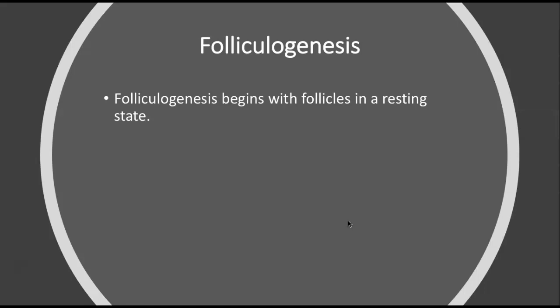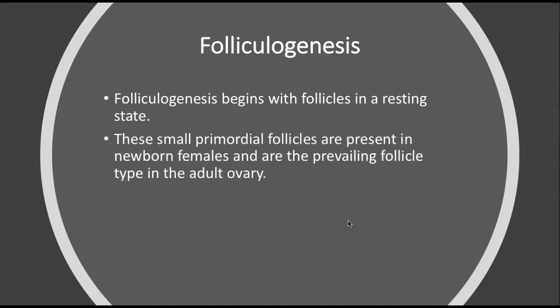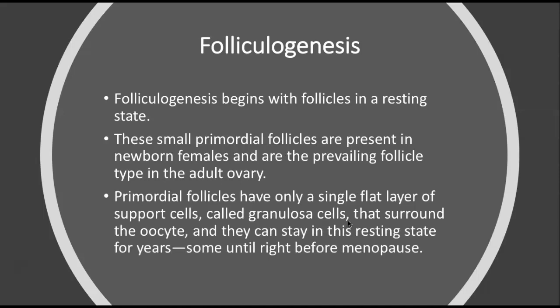Folliculogenesis begins with follicles in a resting state. These small primordial follicles are present in newborn females and are the prevailing follicle type in the adult ovary. Primordial follicles have only a single flat layer of support cells, we call them granulosa cells, that surround them, and they can stay in that resting state for years, some right up until before menopause.